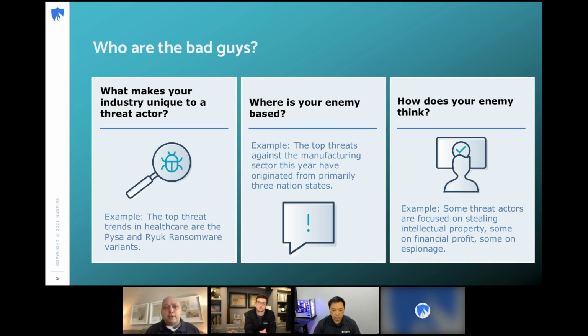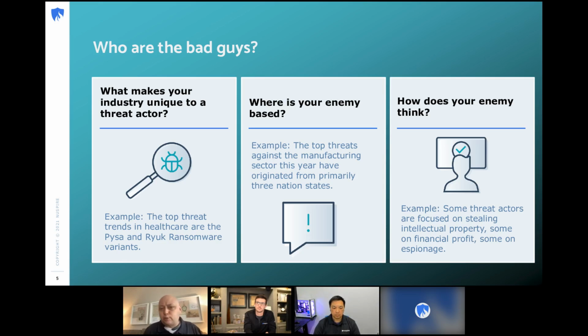So understanding what makes your industry unique to a threat actor is that first step in picking apart who are the bad guys that you really care about. If you go online and you start searching for different threat actors and the different ransomware variants and where they come from, you start to get an idea of who those threat actors are that are particularly relevant to your industry. We've seen recently critical infrastructure attacks, right? And there's a very particular set of bad guys that are interested in that type of infrastructure.